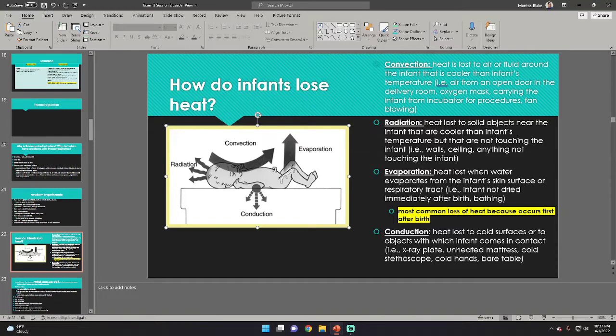And then we have conduction. Think about conduction of electricity and how it's touching. Okay? Conduction is the heat lost to cold surfaces or to objects with which the infant does come into contact. Maybe it's an examining table. Maybe it's the nurse touching them with a stethoscope on their belly, and that stethoscope wasn't warmed up. So different things like that. A cold stethoscope to us as adults may give us a shiver, but a cold stethoscope to an infant can definitely lead to hypothermia. So it's a lot more important for them that we take these measures to prevent it.